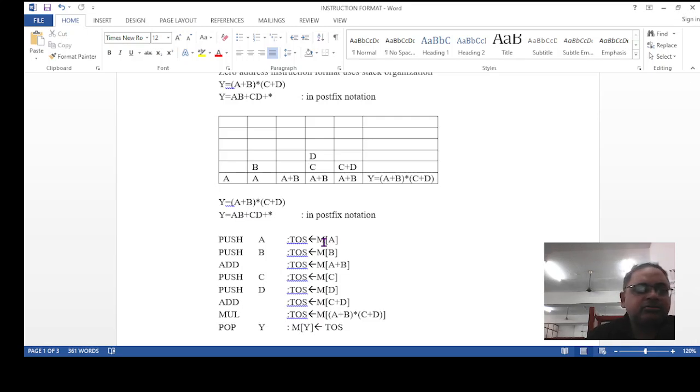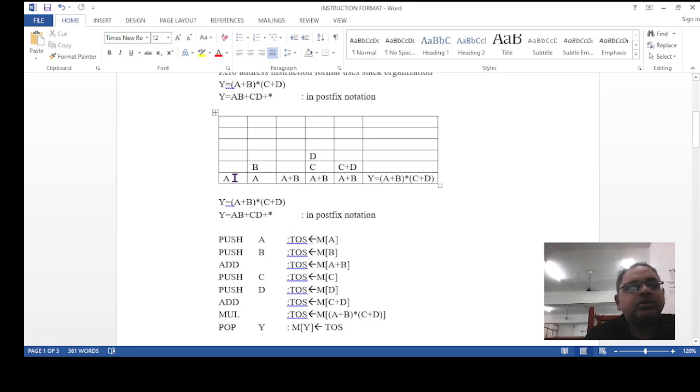In different texts and references, some authors say that MA is the memory address of A. Some say that MA represents the data itself, but here I am saying that MA is representing the memory address where the data of A is stored. It is one way; there could be a different way.